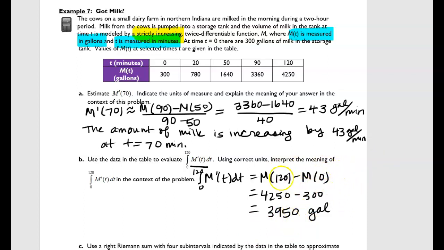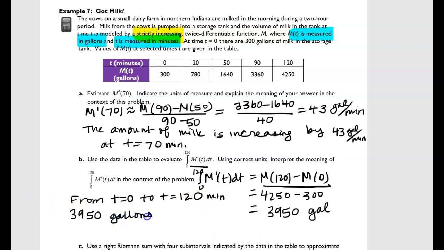Now what this means, pay attention to what I just had, m of 120 minus m of 0. That's the change in the milk from 0 to 120. Remember, integrals will give you an amount of change. So this means from t equals 0 to t equals 120, and let's put units on that, these are minutes, 3,950 gallons of milk have been added to the storage tank.